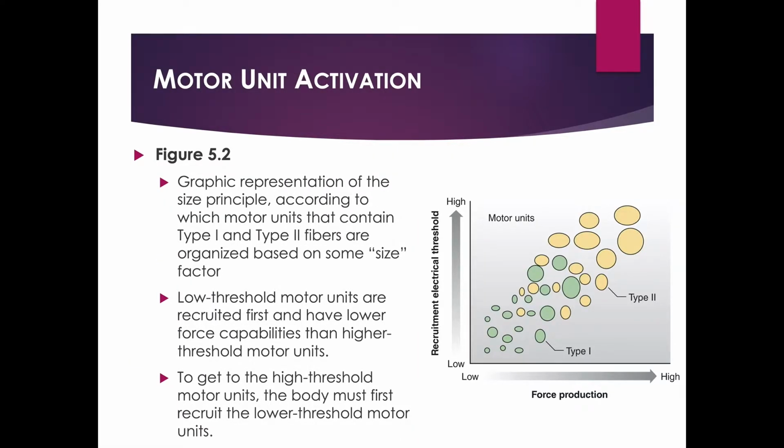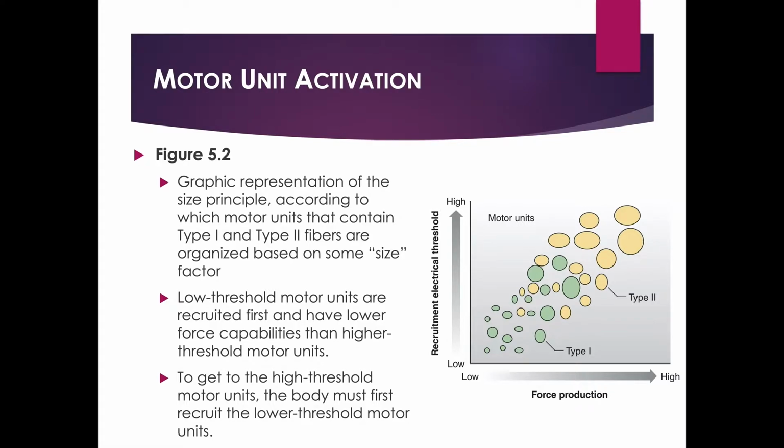With motor unit activation, this graph right here is detailing out that the smaller, low force producing motor units get recruited first and then continue on to the larger motor units. It's known as Henneman's size principle. It says, according to which motor units contain type 1 or type 2 fibers are organized based on some size factor.